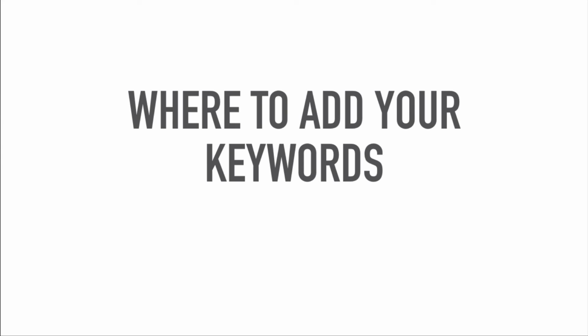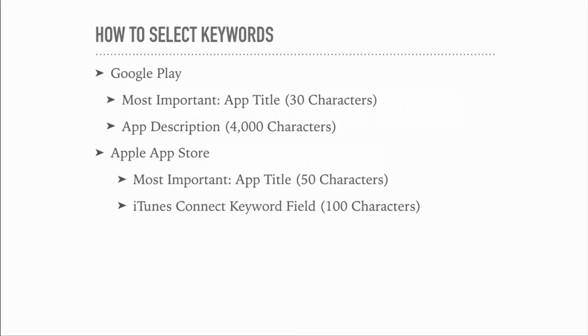Okay, now let's get into where to add your keywords. There are very important places to put your keywords in both Google Play and the Apple App Store. So let's address that for a minute. First of all, in both stores, the app title is going to be the most important place to put your best keywords. This is because they give more weight to the keywords that are in the app title. The downside, of course, is that you only have a limited number of characters in the app title, so you have to make them count. So the keywords that you put in your app title are going to be the most relevant and hardest to rank for keywords.